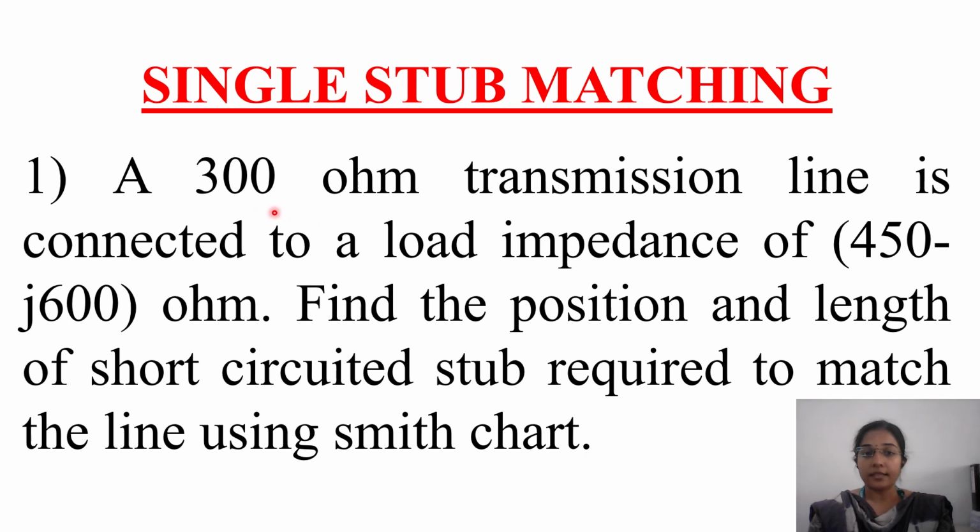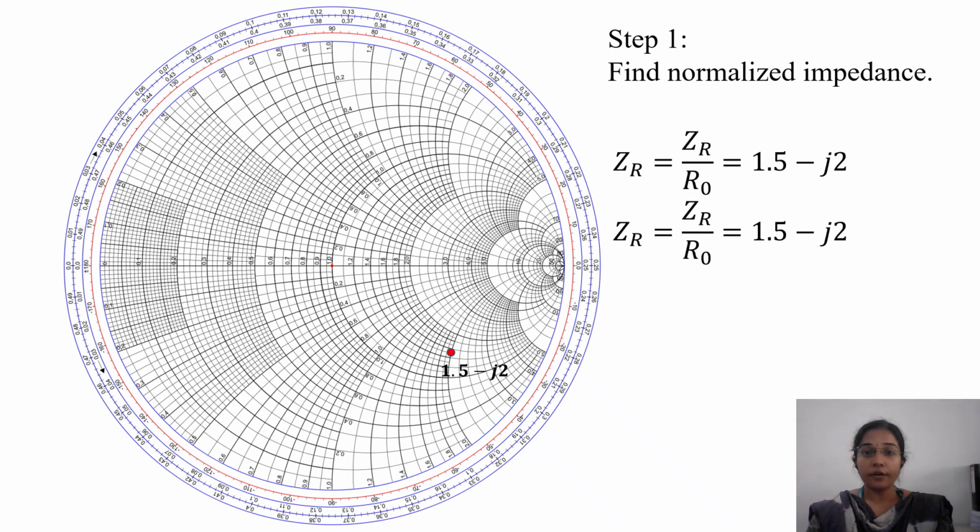So the question is: a 300 ohm transmission line is connected to a load impedance of 450 minus j600 ohms. Find the position and length of the short circuited stub required to match the line using the Smith chart. So whatever impedance is given, the first step is to normalize that impedance so that the given value can be plotted graphically.